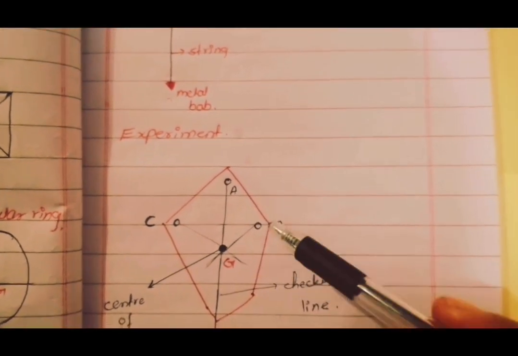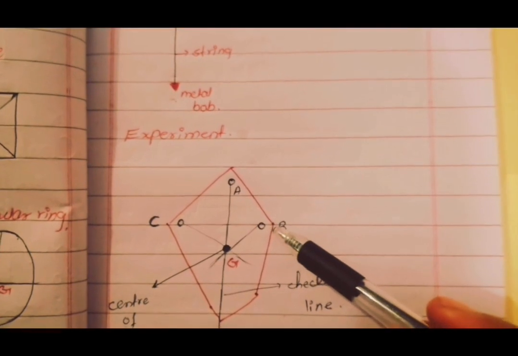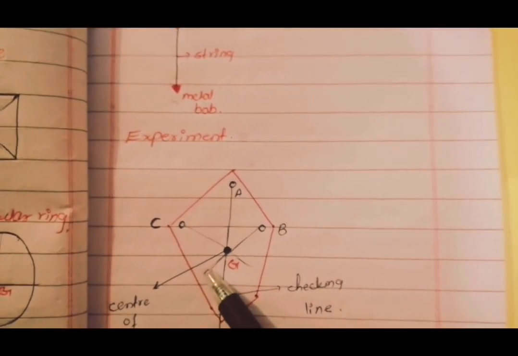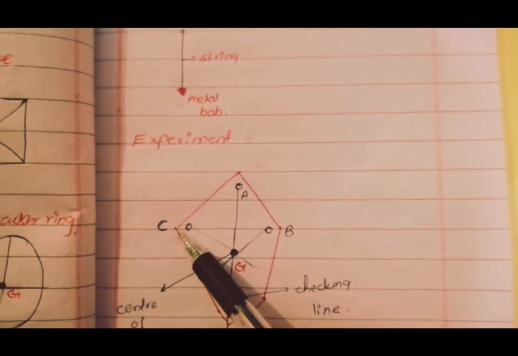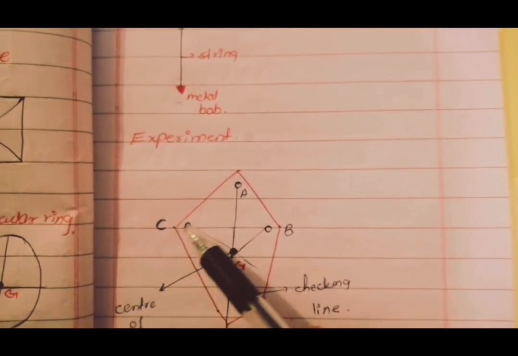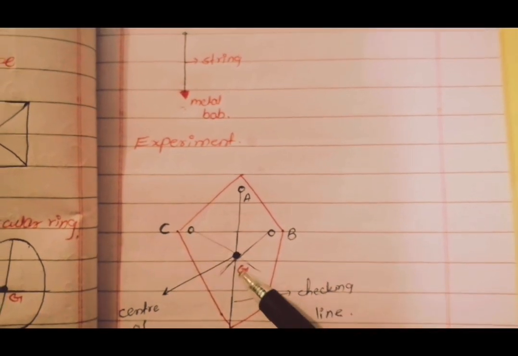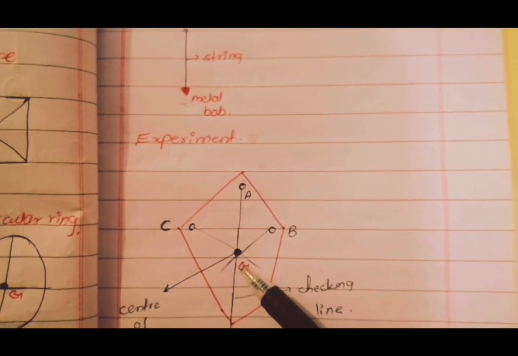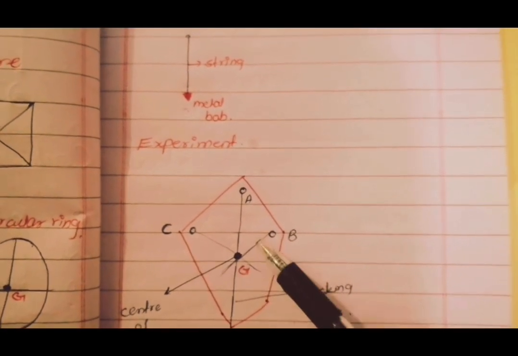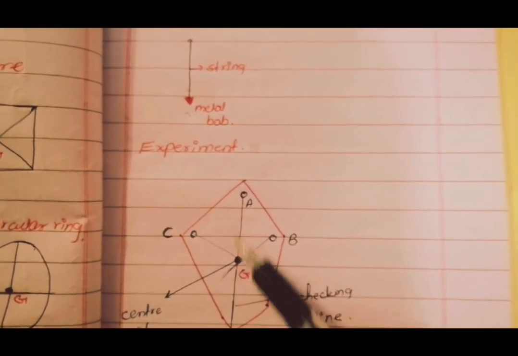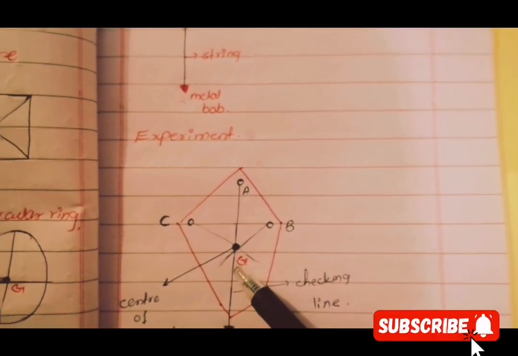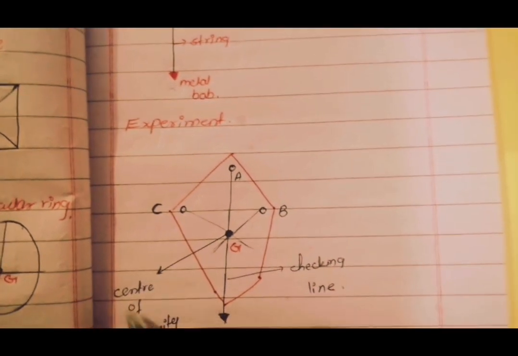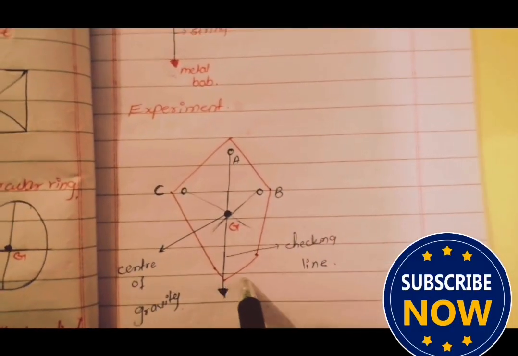Then we hang the cardboard through the hole B. After that, we draw a line from point B, and then we hang the cardboard through the hole C, and we also draw this line. After repeating this process 3 times, we see the point of intersection of all the 3 lines is the same, is common. So this point is called the center of gravity of the irregular shaped cardboard.